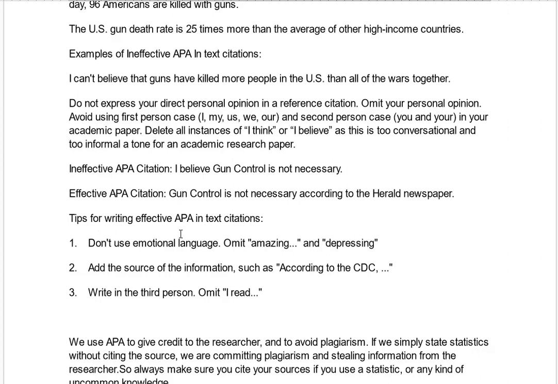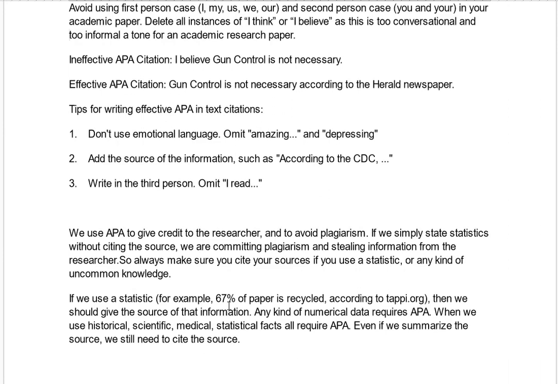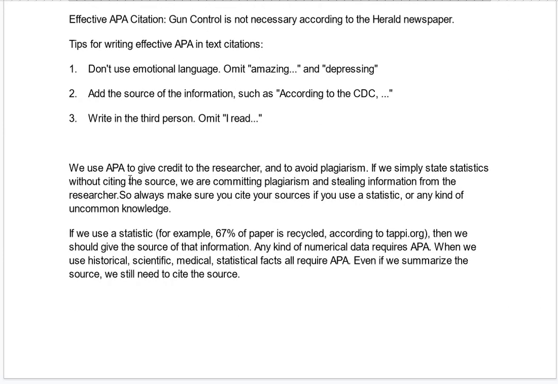Tips for writing effective APA citations. Don't use emotional language. Omit amazing and depressing. Add the source of the information, such as according to the CDC. Write in the third person. Omit I read, I believe, I think. We use APA to give credit to the researcher and to avoid plagiarism.